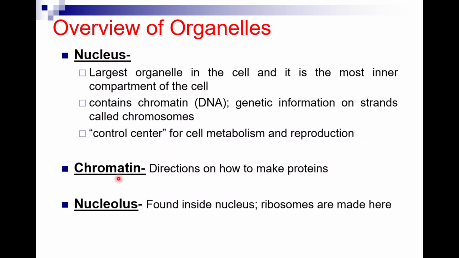Now the second part present inside the nucleus is chromatin. It gives directions on how to make proteins. Chromatin is the material which directs the synthesis of proteins. Then the nucleolus is found inside the nucleus. Ribosomes are made here. It is the central part of the nucleus, called the nucleolus, and it synthesizes or generates ribosomes. So this is all about the nucleus, the main structure in the cell, which is the largest one.